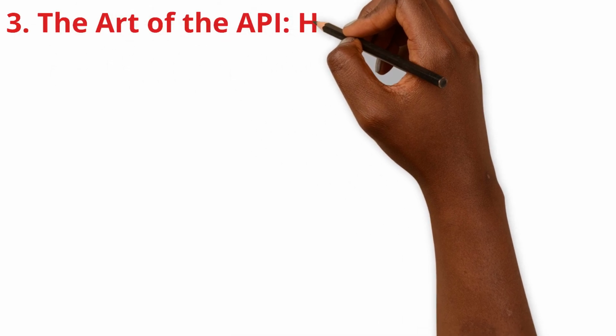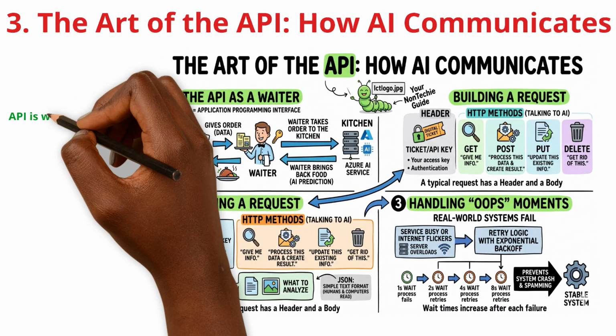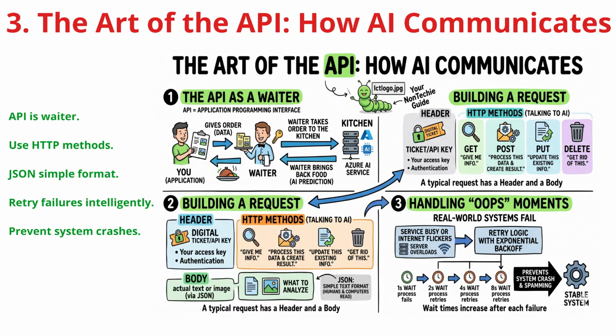Think of an API as a waiter in a restaurant. Your application gives the waiter an order, which is the data, and the waiter takes it to the kitchen, the AI service, and brings back your food, which is the AI's prediction. To communicate, we use HTTP methods: get, post, put, and delete. A typical request has a header for access and authentication, and a body with your data, usually sent via simple JSON format.